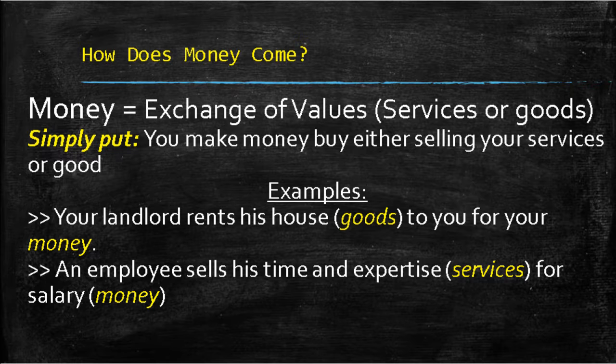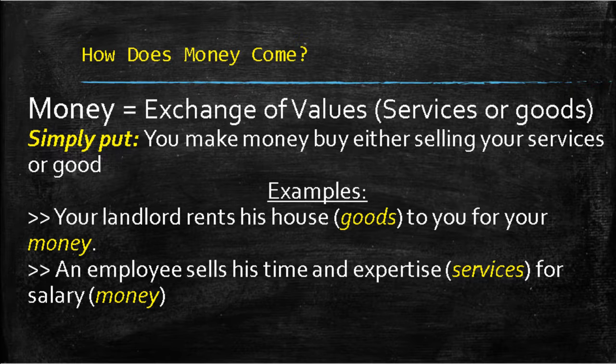Now, how does money come? Please bear in mind that the essence of this class is to teach you how to start making money online, the simplest way. So I'm just laying the foundation of why you need money, the reason why we actually need money. Now, money equals exchange of values. If you want to get money, you must be ready to exchange values. You are either selling a product, a good, or a service. You are either exchanging services or goods. So to make money, you are either selling your services or your goods.